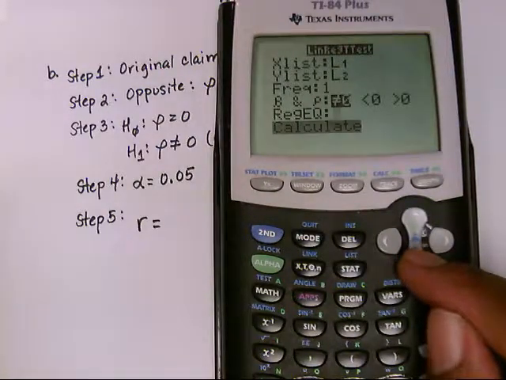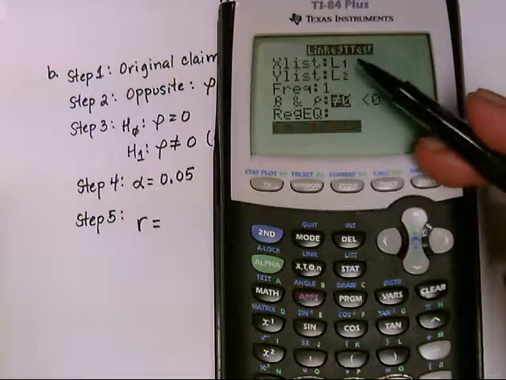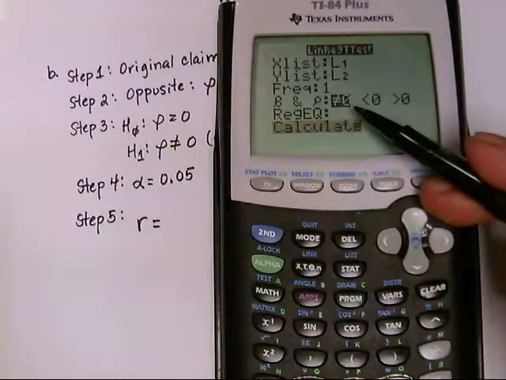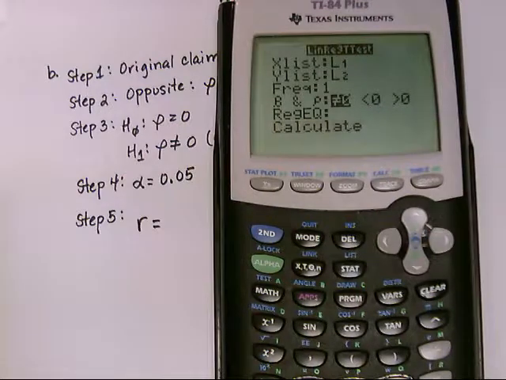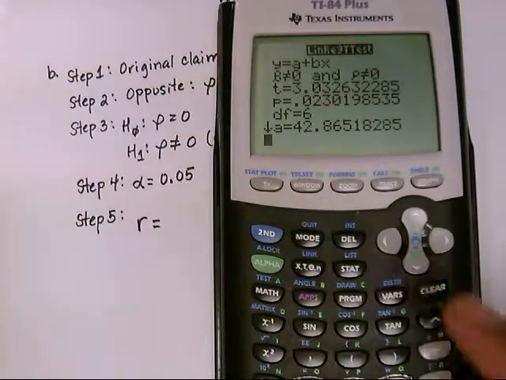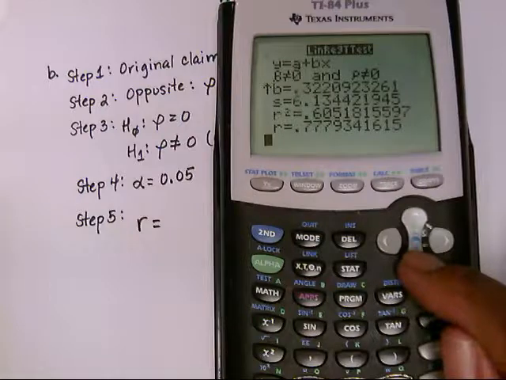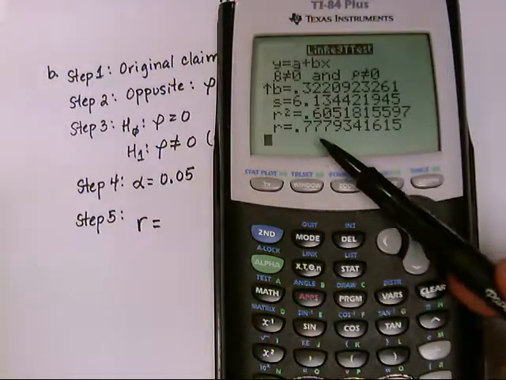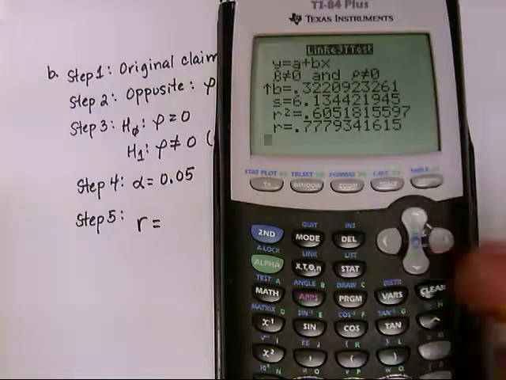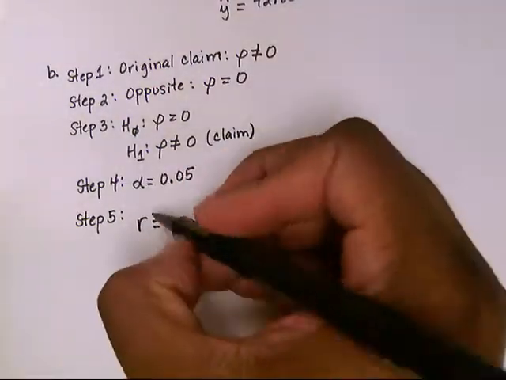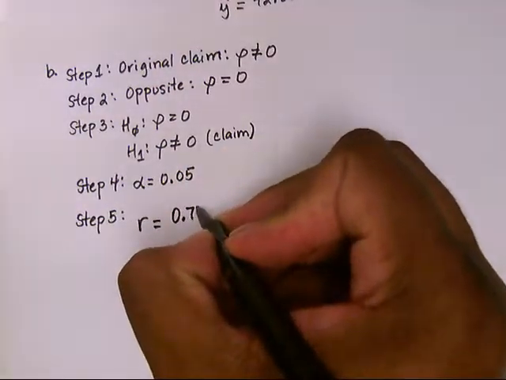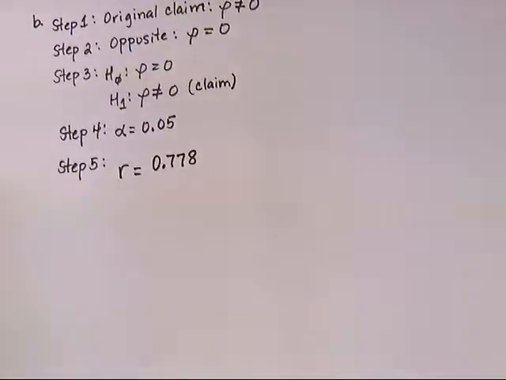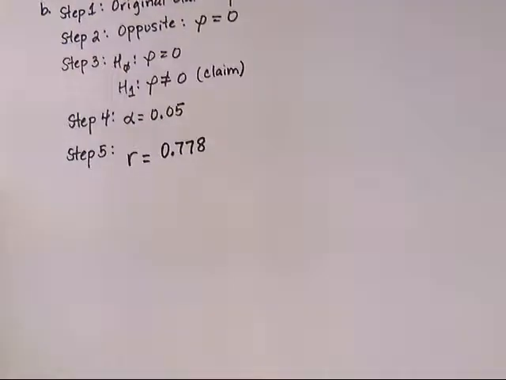I'm going to go all the way down to calculate because X list is going to be L1, Y list is L2, not equal to 0 is always highlighted. Go to calculate. And then use your down arrow key to go all the way down to find out what R is. In this case is 0.778. So that's your linear correlation coefficient, 0.778.